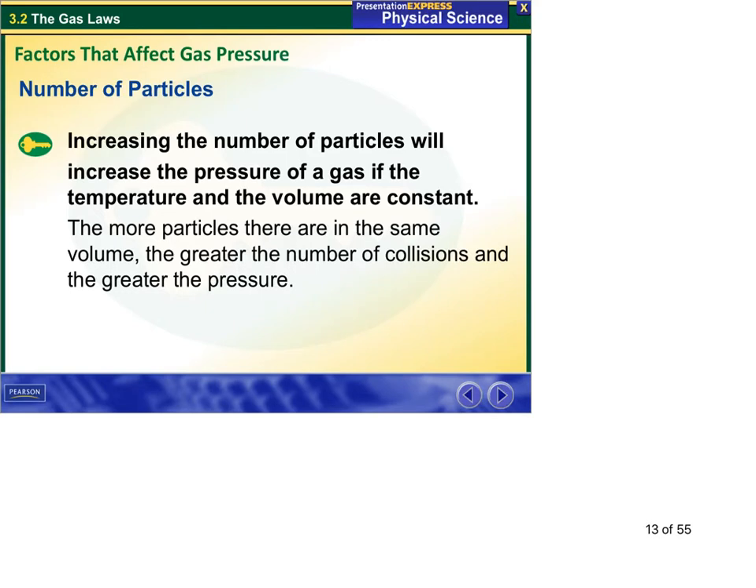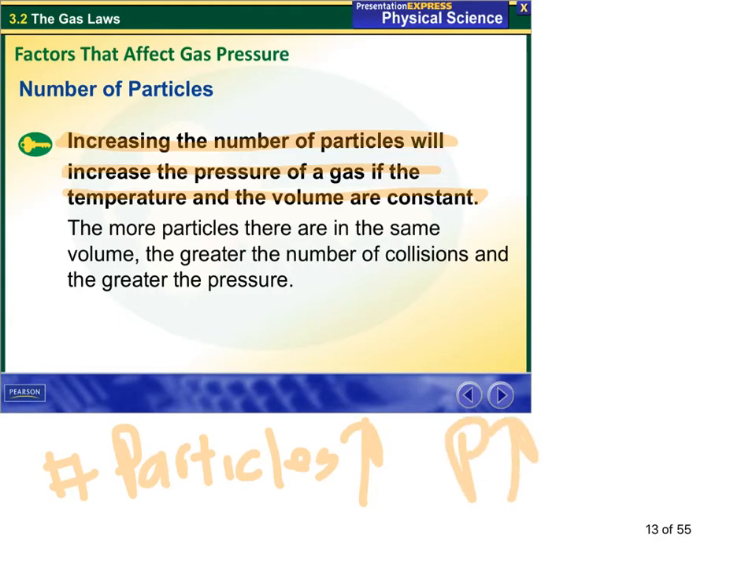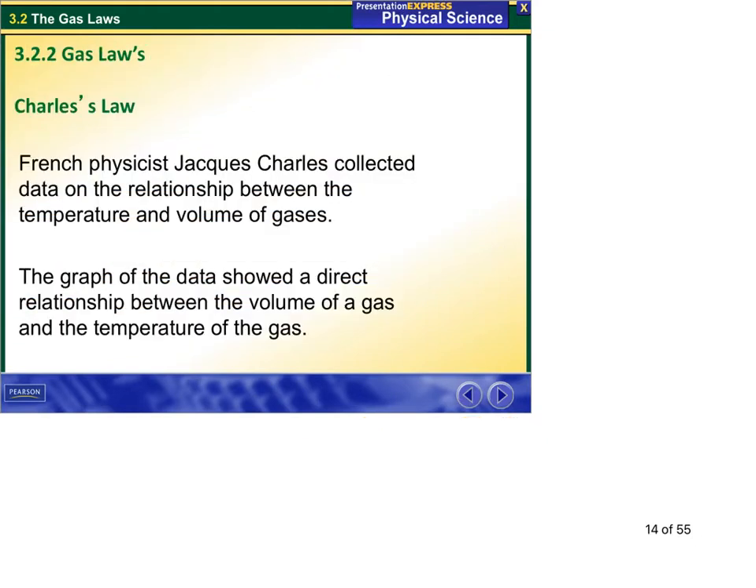Number of particles. Increasing the number of particles will increase the pressure if the temperature and volume are constant. So as the number of particles increases, it causes the pressure to increase as long as everything else stays the same. When we've got more particles, you're going to have more collisions and greater pressure. Okay. Everything is based on collisions.